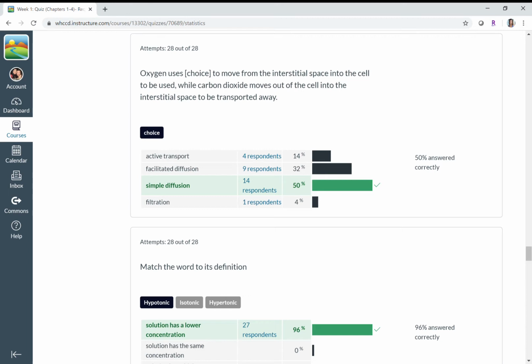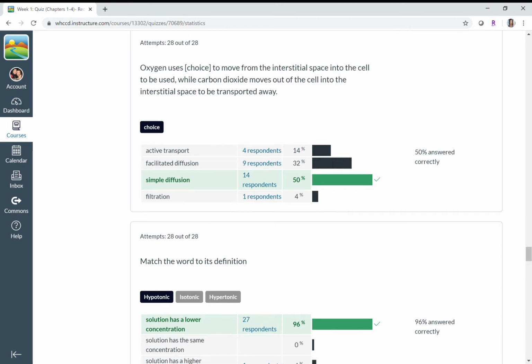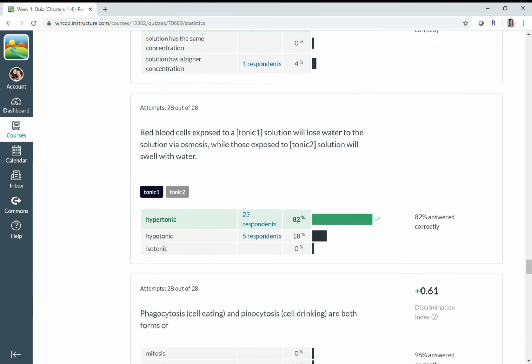So then you're down to two options, facilitated diffusion or simple diffusion. Facilitated means it's being helped by something. Facilitated diffusion uses channel proteins, and in simple diffusion, the substances are able to get in and out of the cell through the cell membrane without any help of any protein or anything. They just go straight through the phospholipid bilayer, and that's exactly how oxygen and CO2 get in and out of the cell. So simple diffusion is the answer to that one. We'll continue on to the next question.